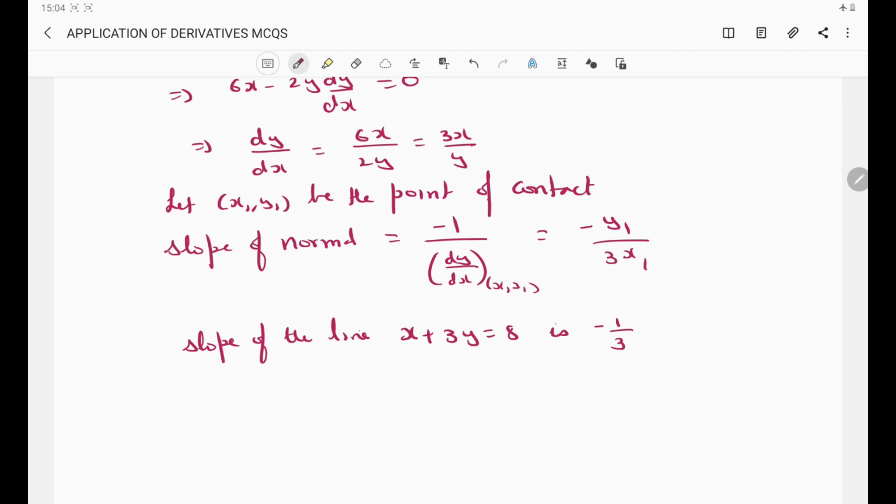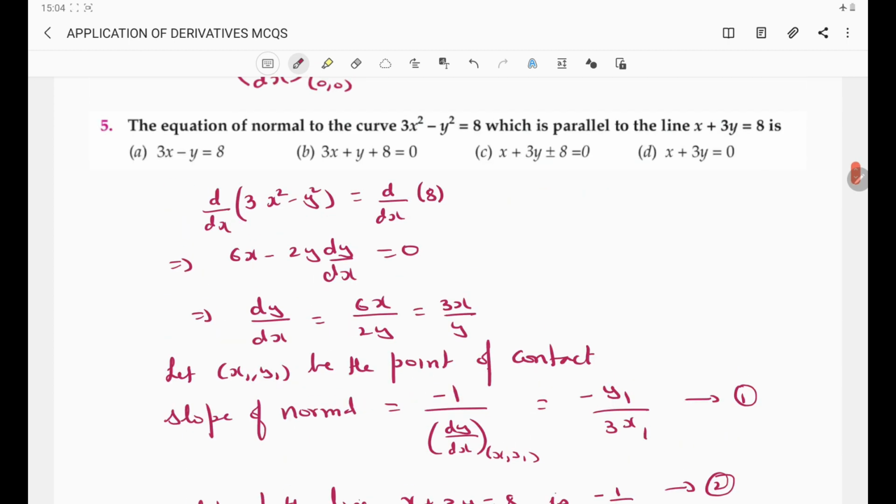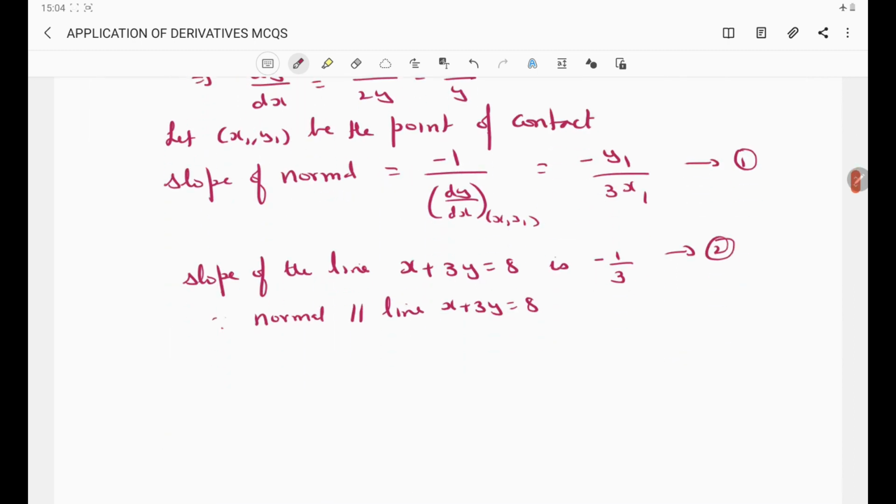So since the normal is parallel to the line x plus 3y equal to 8, we get minus y1 by 3x1 equal to minus 1 by 3. So we cancel out the negative signs. This implies 3y1 equal to 3x1, or x1 equal to y1. So we got one condition, or a relation, between x1 and y1.